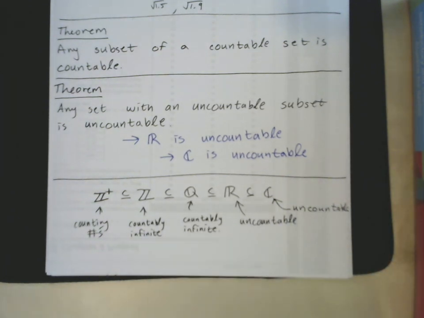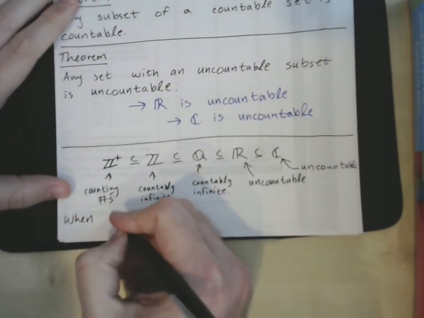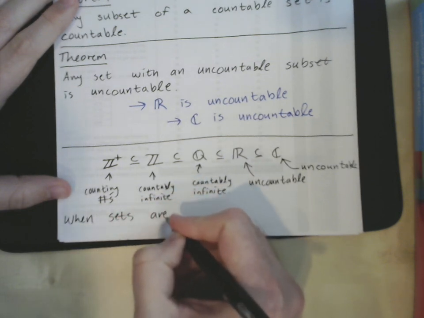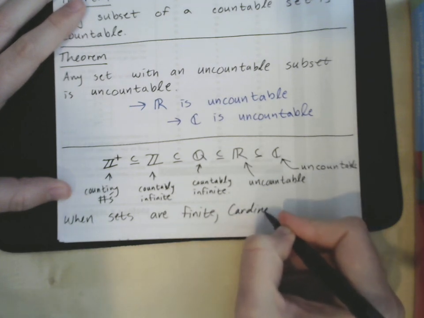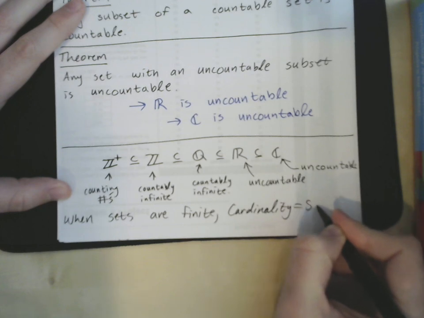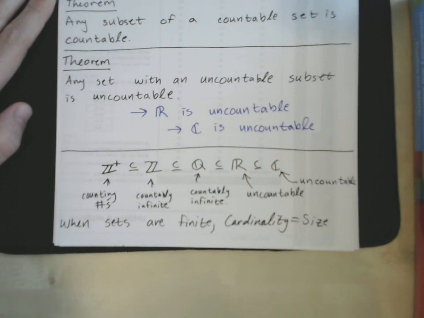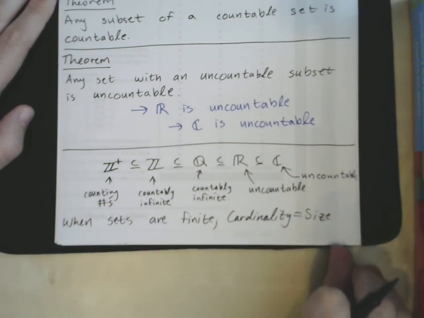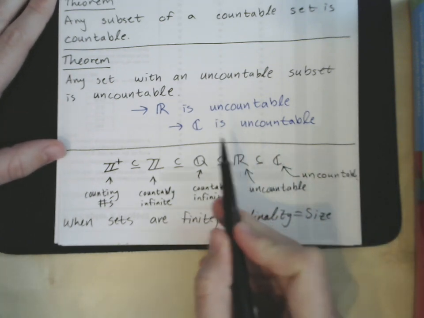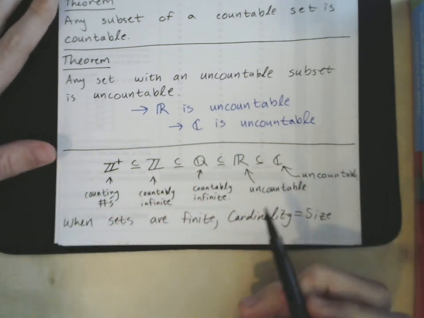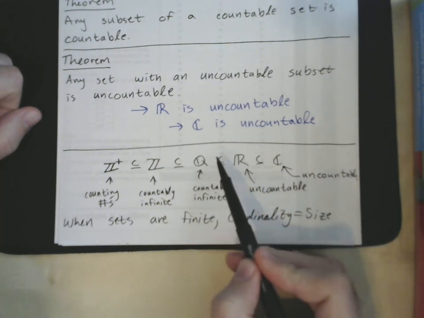When you're dealing with finite sets, cardinality equals size. They're the same thing. But when you're dealing with infinite sets, cardinality and size are different, because infinite, infinite, infinite, they all have the same size, quote unquote, but their cardinalities are different from here to here.